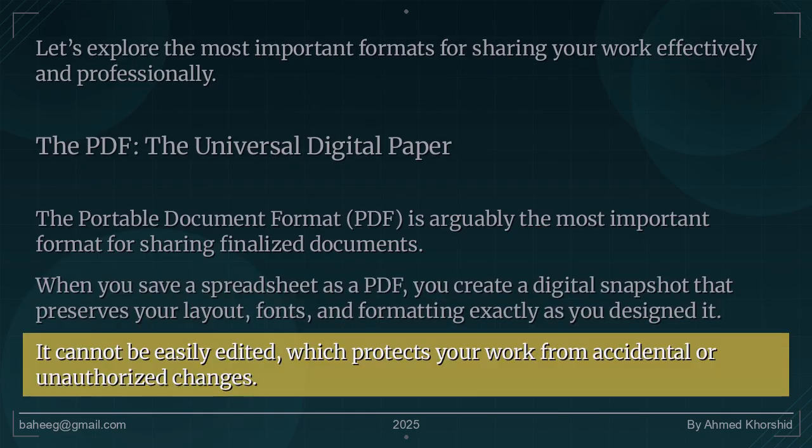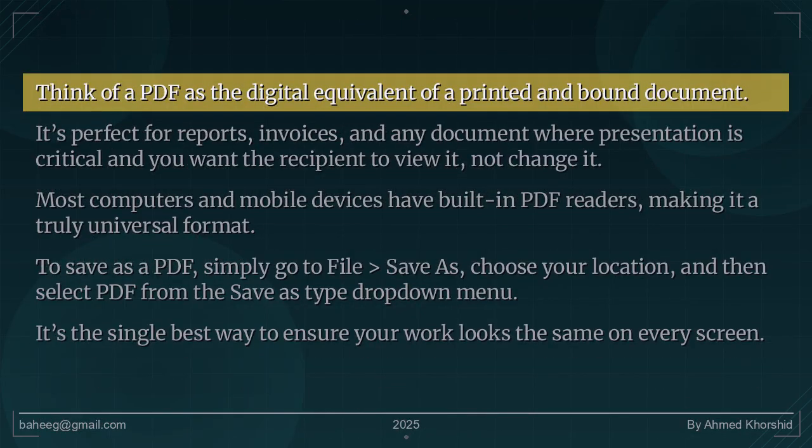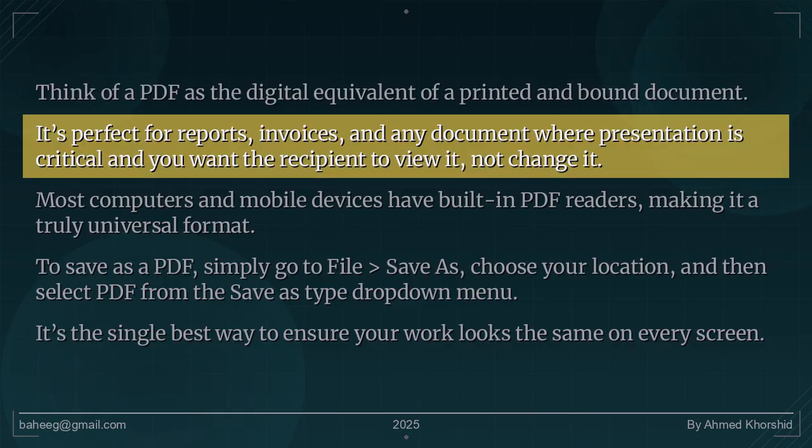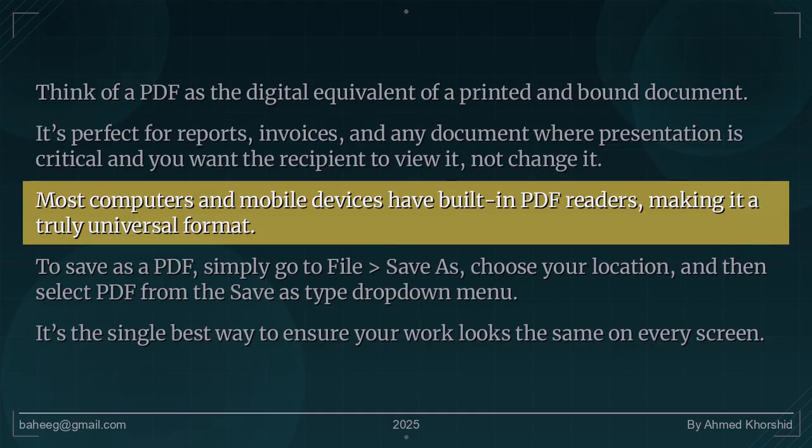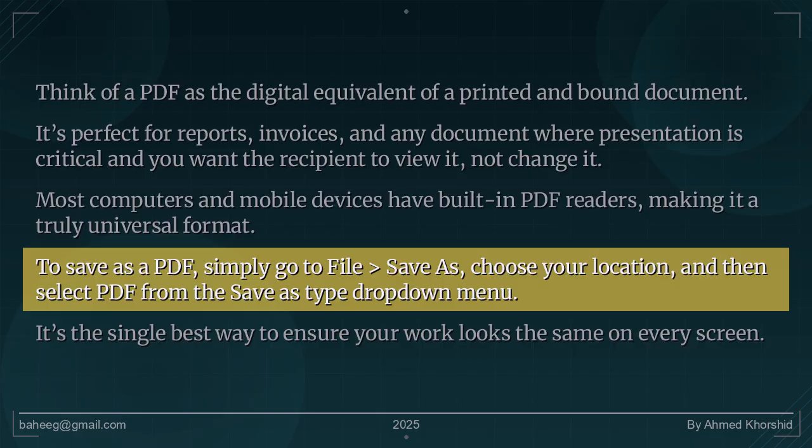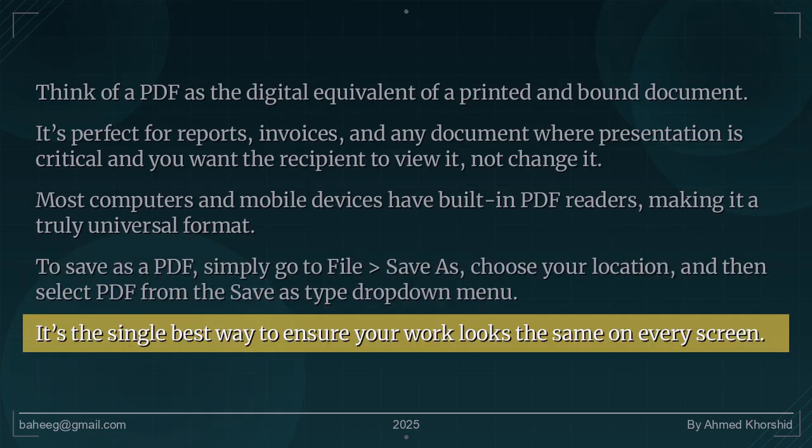It cannot be easily edited, which protects your work from accidental or unauthorized changes. Think of a PDF as the digital equivalent of a printed and bound document. It's perfect for reports, invoices, and any document where presentation is critical and you want the recipient to view it, not change it. Most computers and mobile devices have built-in PDF readers, making it a truly universal format. To save as a PDF, simply go to File, Save As, choose your location, and then select PDF from the Save As type drop-down menu. It's the single best way to ensure your work looks the same on every screen.